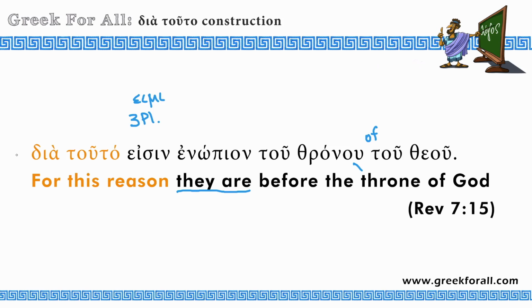And the reason is explained in verse 14, in the previous verse, where it says that these people washed their garments and made them white in the blood of the Lamb. So because of that reason, they are before the throne of God. So because they washed their garments, because they made them white, now they can stand before the throne of God. So this clause, this sentence shows the results of the action which took place before.